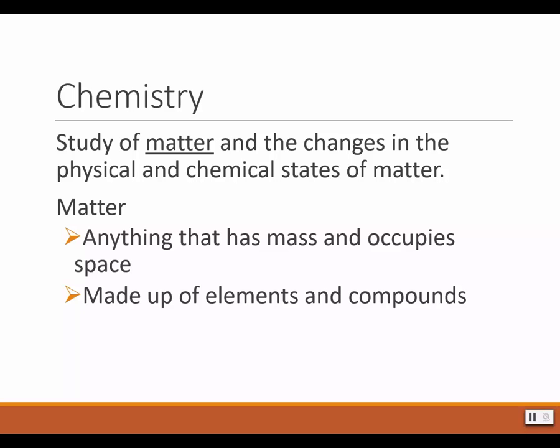16 weeks that we're together? Well, we're going to be doing chemistry. Specifically, we are going to study stuff, specifically matter. That's anything that has mass and occupies space. We're going to study stuff, and we're going to study the changes in physical and chemical states of stuff, and the changes that happen when chemical reactions occur. So that's a broad statement as to what we're going to be doing in this course.